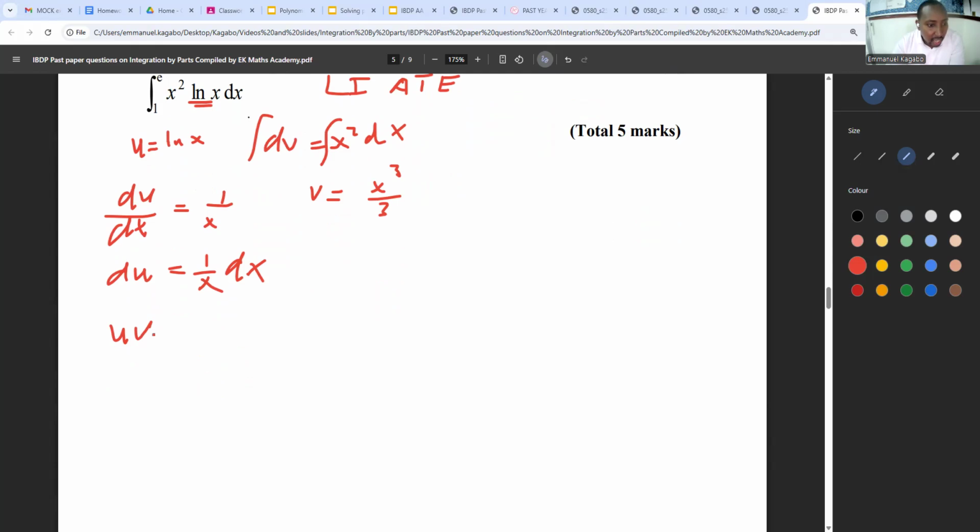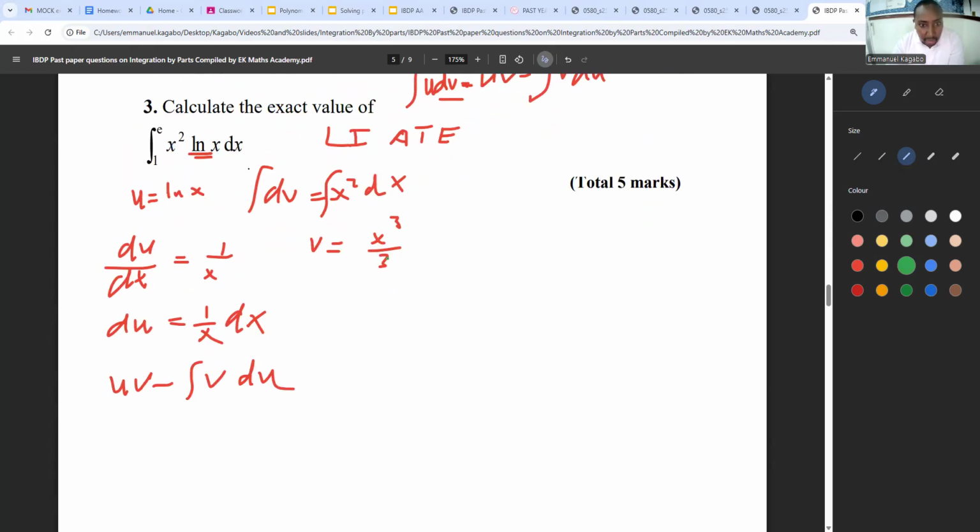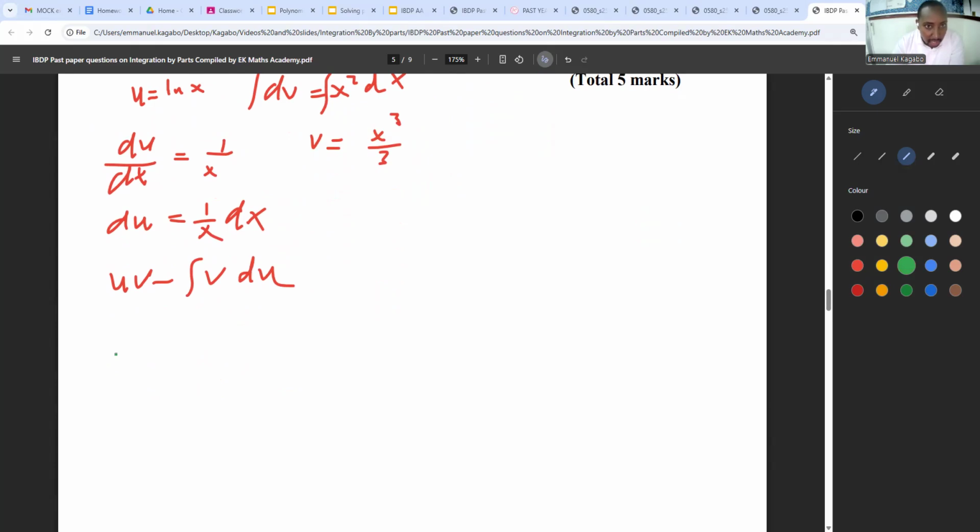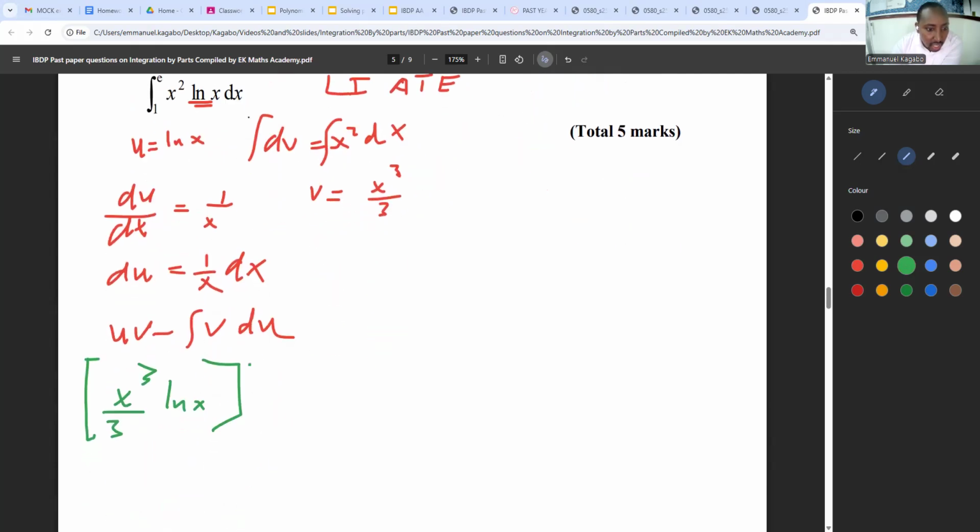uv minus the integral of v du. Now, can we substitute in our formula? What's my u? My u is ln x. What's my v? It's going to be that. And remember, we have our limits, upper and lower limits, 1 to e. So I write this first because it's multiplication, it doesn't matter. Now ln x is my u, and then my v.